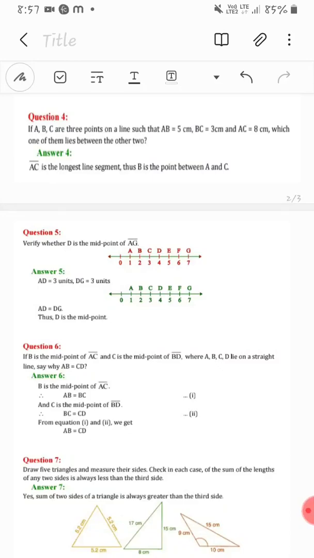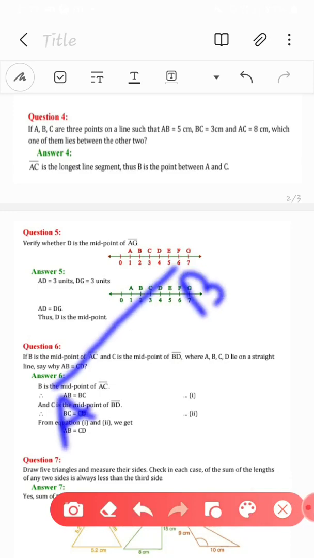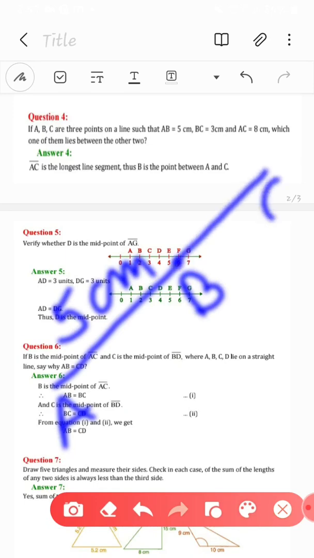Question number 4. Given that A, B, C are 3 points on a line such that AB is equal to 5 centimeter, BC is equal to 3 centimeter and AC is equal to 8 centimeter, which one of them lies between the other two? Just see by the figure. It is given in the question that AB is equal to 5. Suppose this is A, this is B, this is 5 centimeter. Again given BC is equal to 3. From B to C it is 3 centimeter.